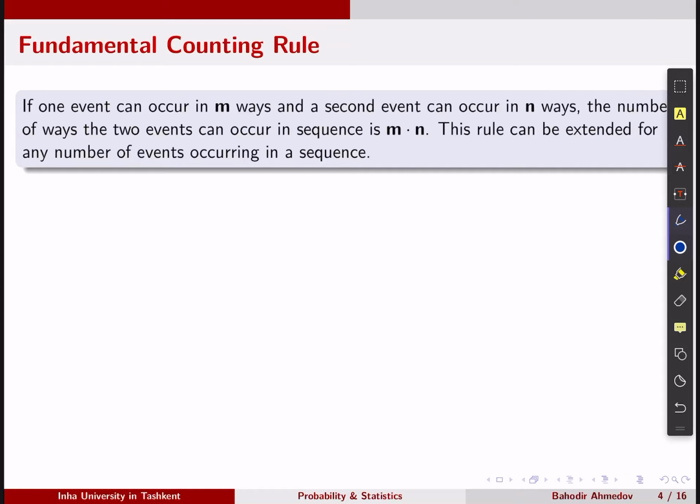For example, let's say your student ID has only 3 digits.